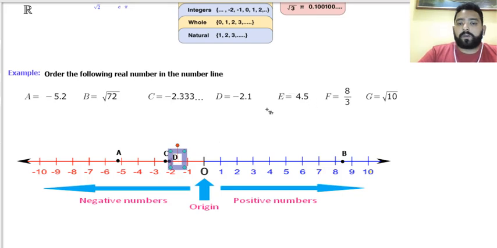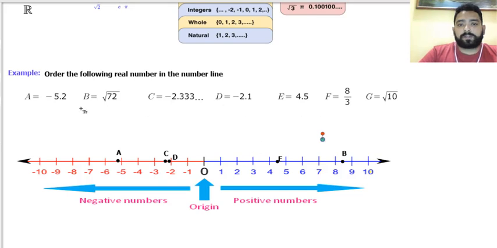Now we are going to continue with 4.5. 4.5 is a rational number with a terminating decimal. So 4.5 is between 4 and 5, here. And remember, between two whole numbers we have another rational number or another real number, because it can be rational or irrational. And then we are going to plot the letter E.